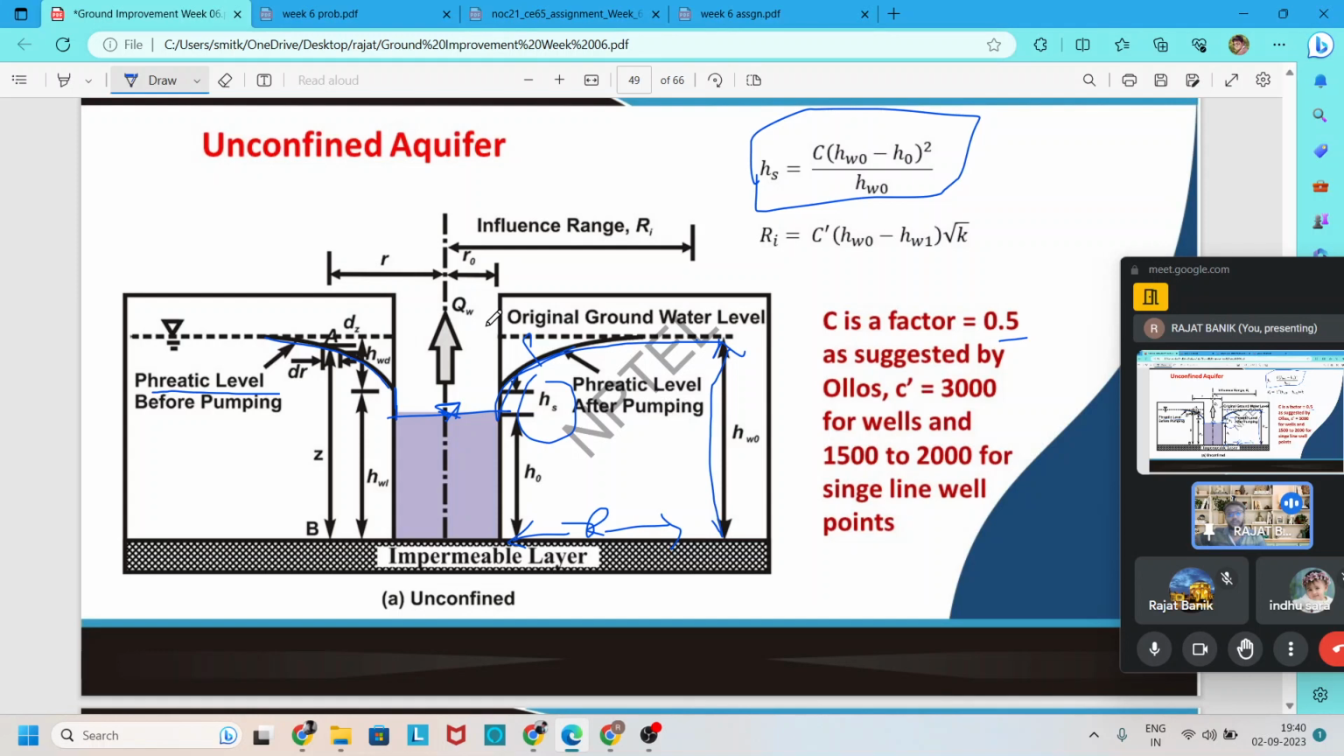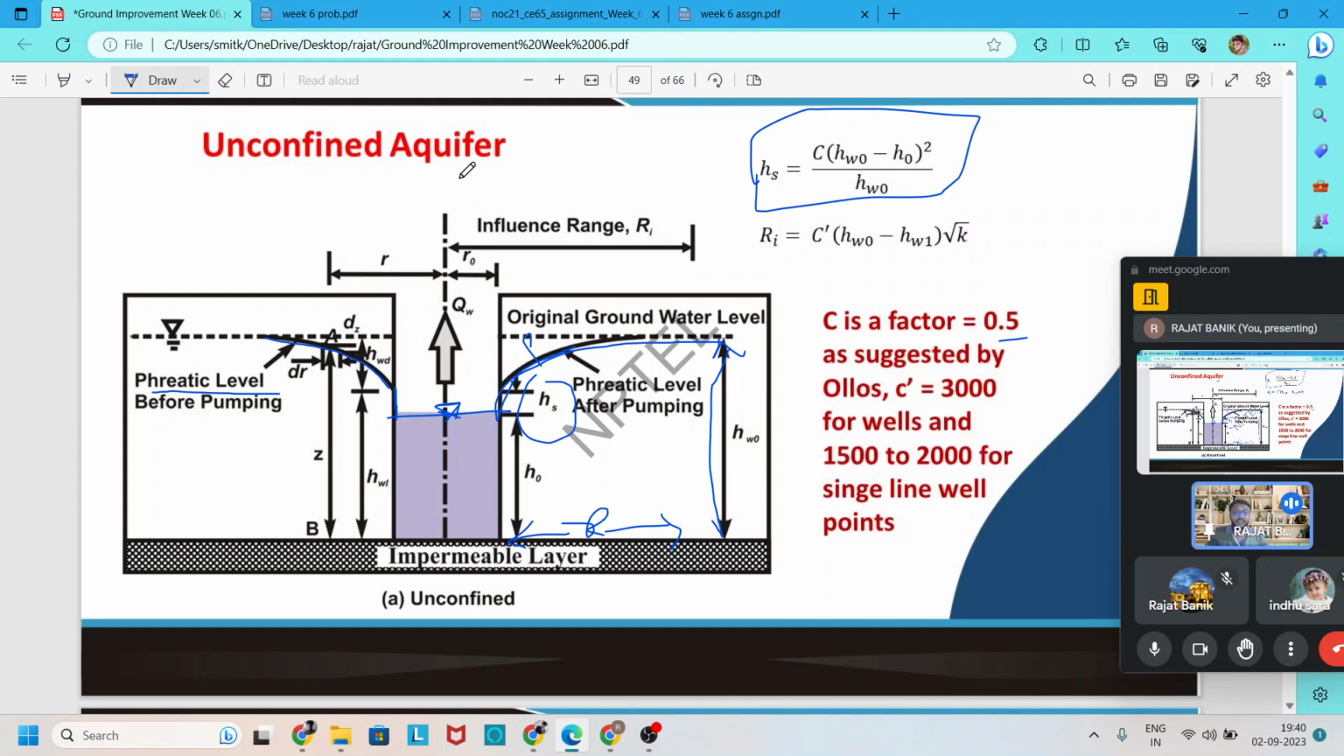Now the well has some influence also. That means in the surrounding soil, when we apply the pumping out mechanism from this well, the groundwater table of the soil around the well is also reduced. But after some distance, this reduction lessens, that means the influence of the pump reduces.